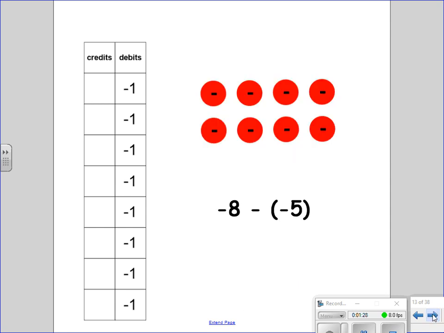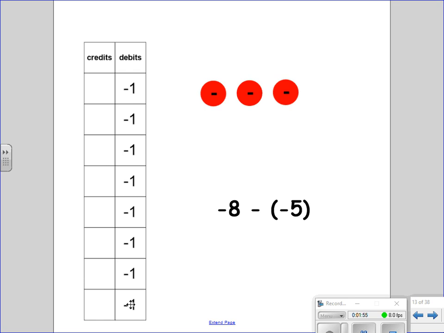First, we're going to look at option 2. There's 8 negatives, and the teacher said she could take 5 of those negatives away. She could take 5 of the debits away. Here's our 8 negative chips to represent her 8 debits. And if we take 5 of them away, 1, 2, 3, 4, 5, we see we're left with 3 negatives. So 1, 2, 3, 4, 5, 6, 7, 8.